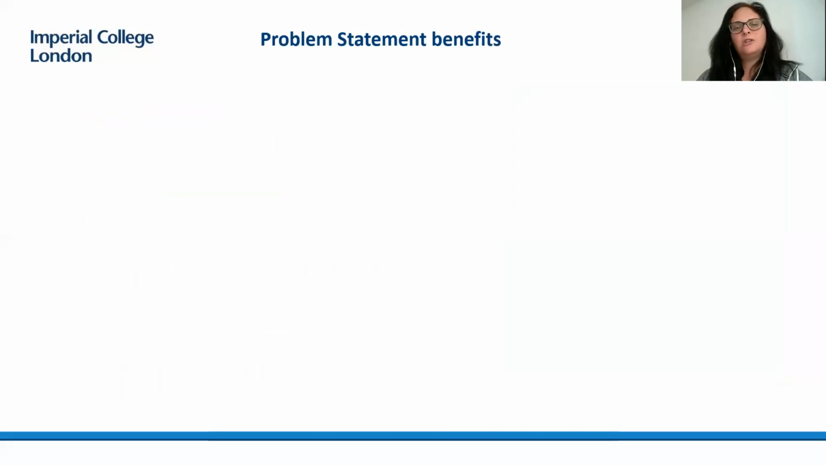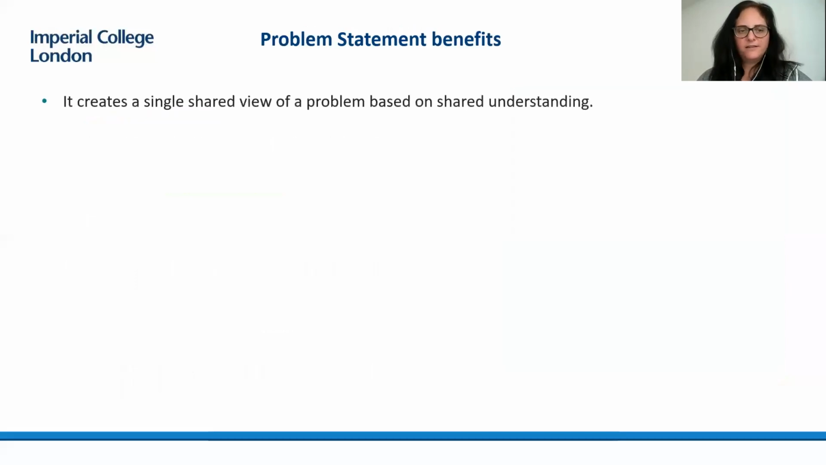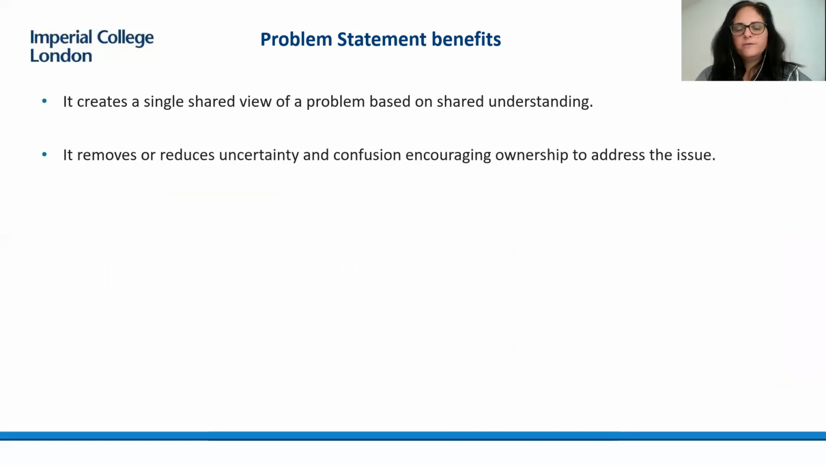So what can a problem statement do for us? What are the benefits of it? Well, it creates that single shared view of a problem. We might start off in a workshop setting, asking people to write out individual ideas of what they perceive the problem to be, and then put that all together into one statement, working together as a team. It removes or reduces uncertainty and confusion by putting it together as a team, and this encourages ownership to solve that problem.